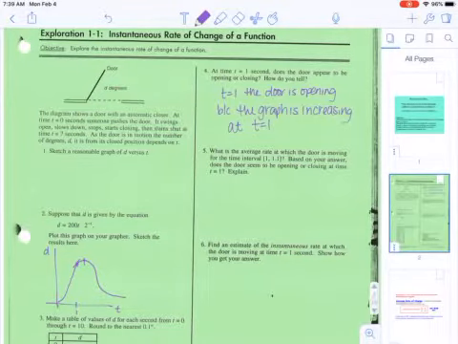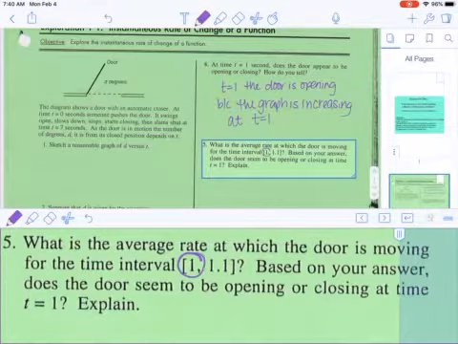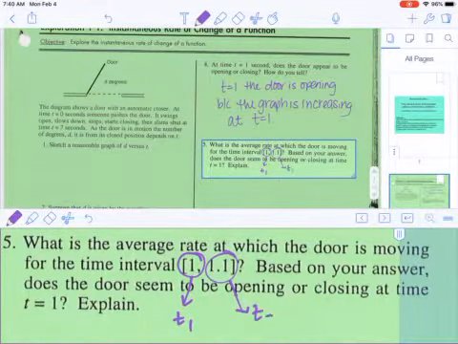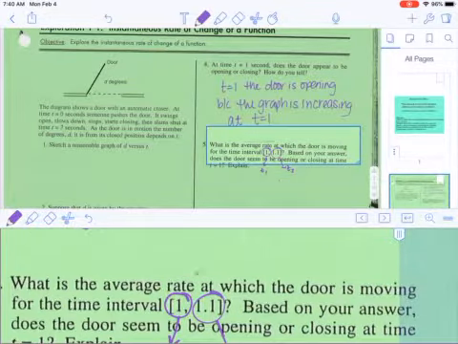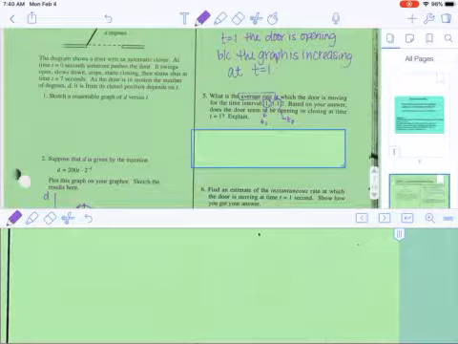All right, then in number 5, it says, what is the average rate at which the door is moving for the time interval from 1 to 1.1? Based on your answer, does this door seem to be opening or closing at t equals 1? So we're going to have an algebraic way to kind of say what we already said. All right, these are both times. So like this is the first time, and this is the second time. And when they say average rate, this is great because this is something that you already know, okay? So the average rate is actually just the slope between these 2 points.